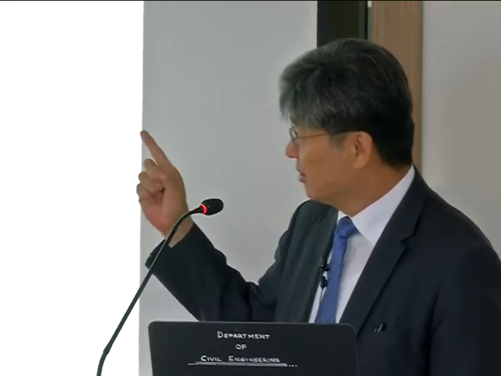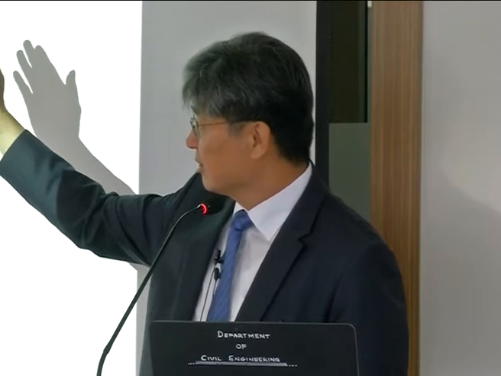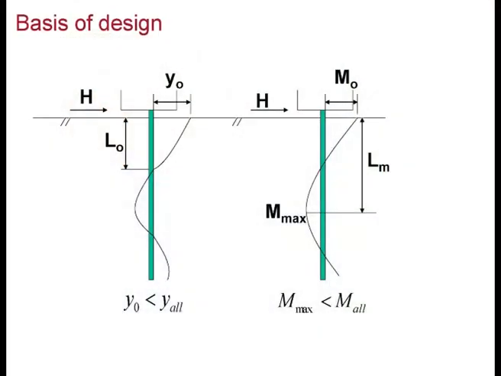In foundation design, the first step is the loading H applied on the system, and the pile deflects horizontally. We have a horizontal deflection Y0 there, and that Y0 must be less than the allowable horizontal displacement. This allowable displacement comes from details of the superstructure, but anyway, Y0 must be less than it. Simultaneously, the maximum bending moment developed along the structure must be less than the allowable bending moment capacity. If we satisfy these two, displacement and bending moment, it is okay.